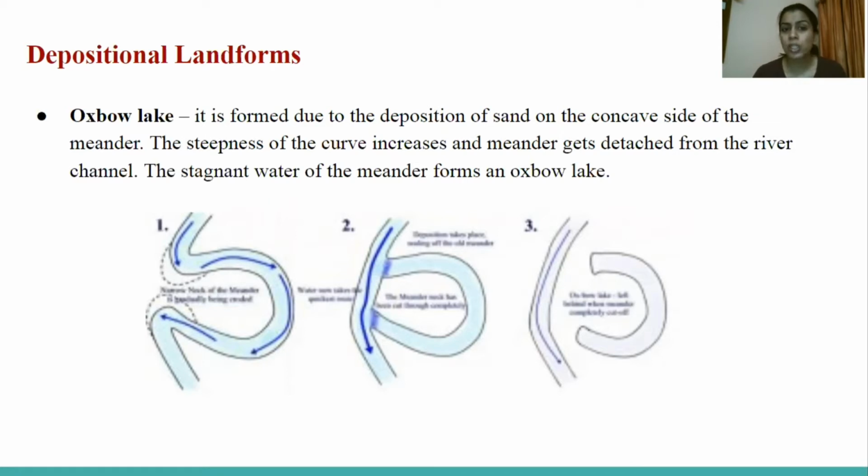It is formed due to the deposition of sand on the concave side of the meander. The steepness of the curve increases and the meander gets detached from the river channel. The stagnant water of the meander forms an oxbow lake. So if you can see in the picture, the oxbow lake is a part that is cut off from the main river due to the deposition of sand on the concave side of the meander.